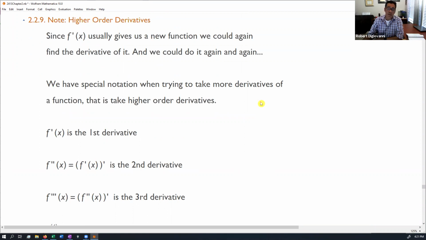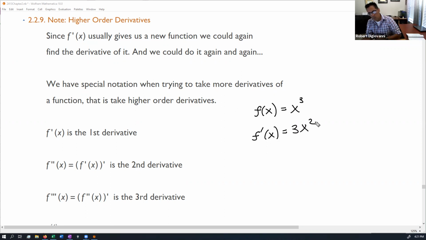So when it comes to derivatives, remember the idea is that if I start with a function, I take its derivative and I get a new function, right? Well, if I have a new function, what's stopping me from taking the derivative of that function a second time? Does that make sense? We did f of x was x cubed. When we took the derivative, we got 3x squared. But what if we just start over and take that function, take its derivative? Why not? We should get another answer, right?